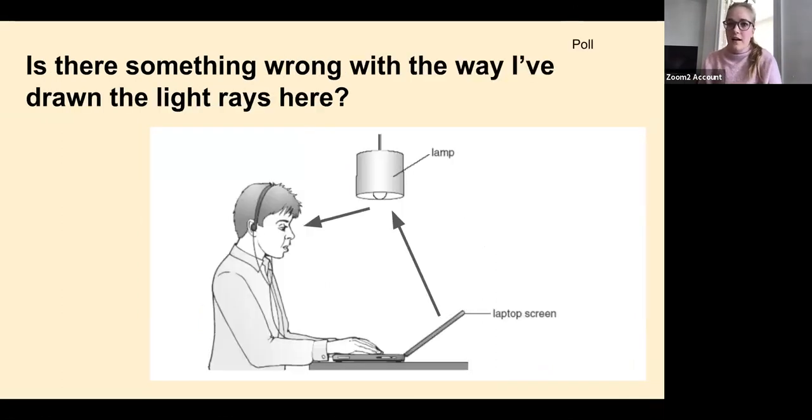Great. So now I have a poll question for you guys. I have a diagram here showing a person who's working on his laptop and he's seeing a reflection of the lamp on his laptop screen. I've drawn some light rays here, and I want you guys to tell me if you think there's something wrong with the way I've drawn the light rays. So if I could have the poll up, Ms. McGinley.